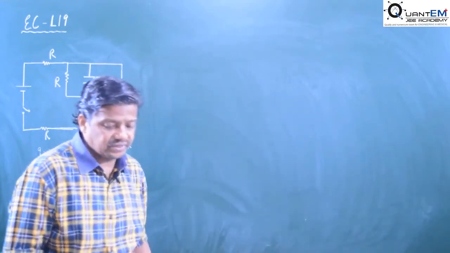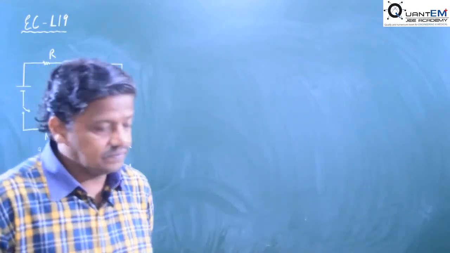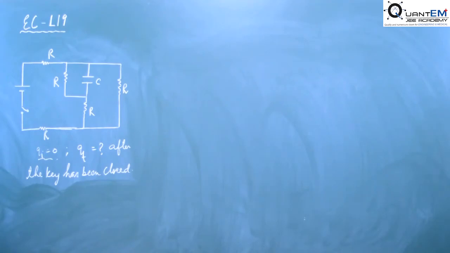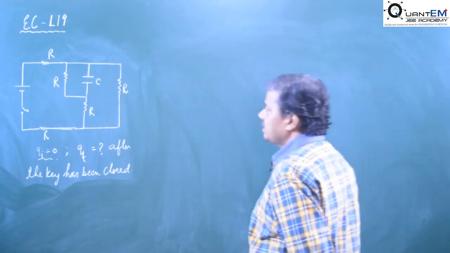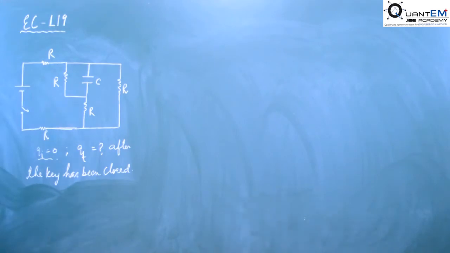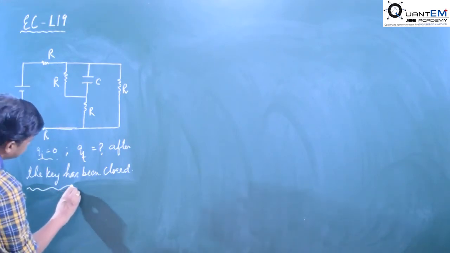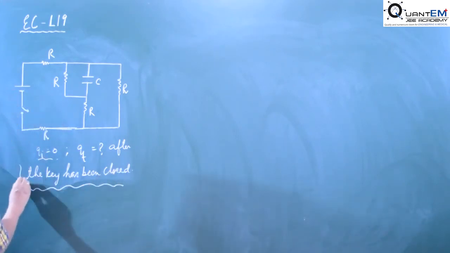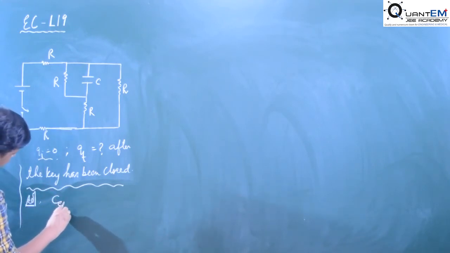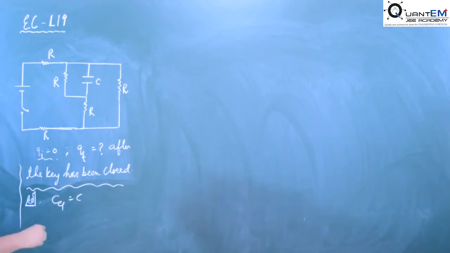Please try this question. Now see, how can we solve it? What is the C equivalent for this circuit? C equivalent we have C. Now we come to the second step.